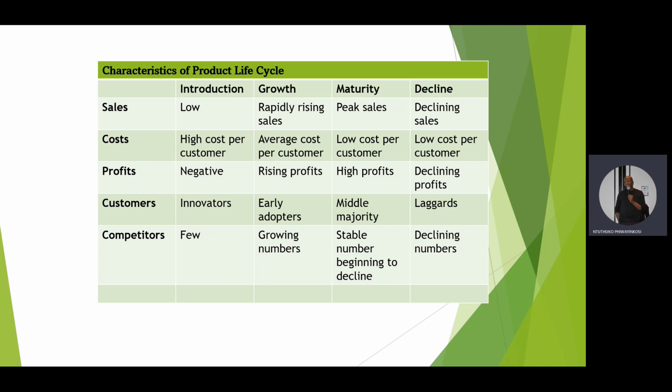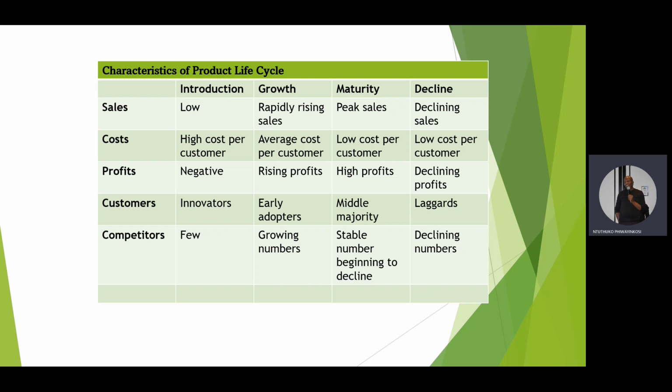And then under the introduction phase, as I have said before, the sales are low. Why? Because people are not yet familiar with your product. So it's up to you as the manufacturer to spend more time attracting people to buy your product. So obviously the sales are going to be low.